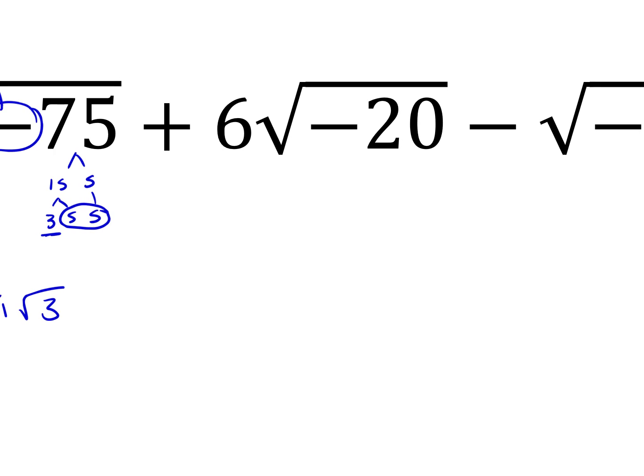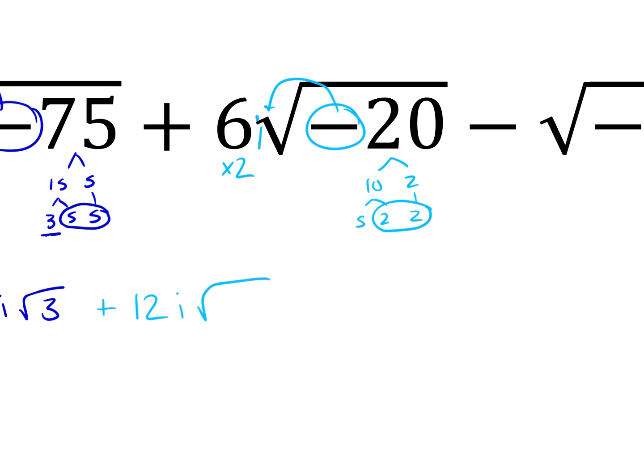Let's move on to the second part. I'm going to take out the negative and turn it into an i. What are 2 factors of 20? 10 and 2. And 2 factors of 10? 5 and 2. So I circle my group of 2's. What comes to the outside? 2. So we multiply that times what's already on the outside. So 6i times 2 would be 12i. And what stays on the inside? 5.